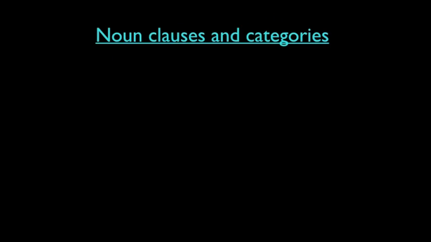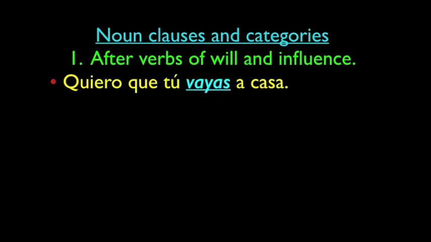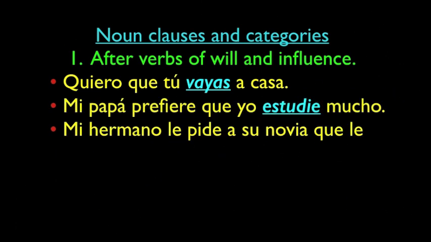So, our first three uses were noun clauses. The first one after verbs of will and influence. For example, quiero que tú vayas a casa. I want you to go home. Just because I want you to go home doesn't mean you're going to. I don't know, you don't know, no one knows. The future is a mist. Mi papá prefiere que yo estudie mucho. Just because my dad prefers that I study a lot, I may not study a lot.